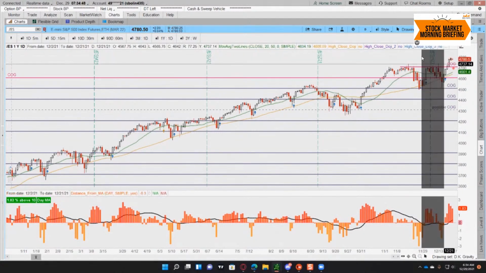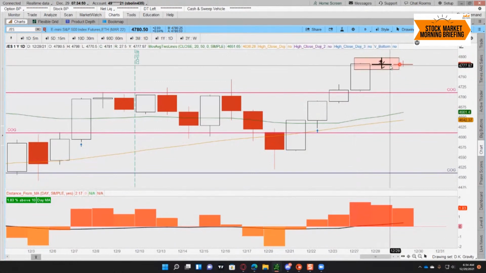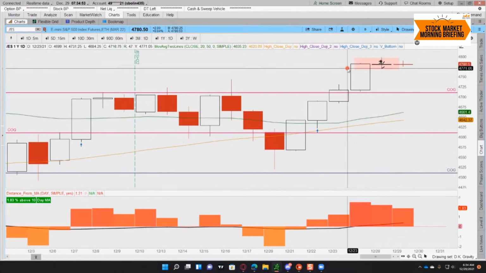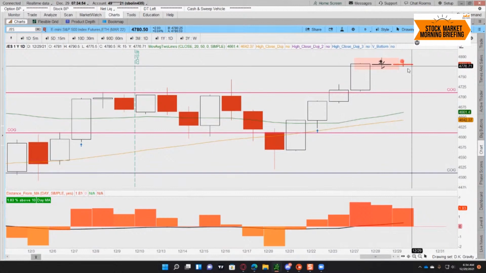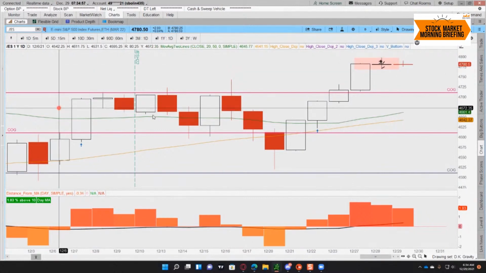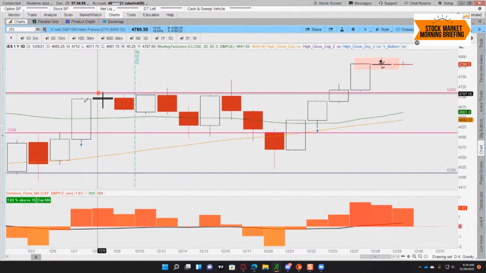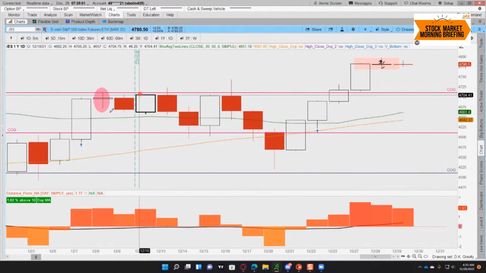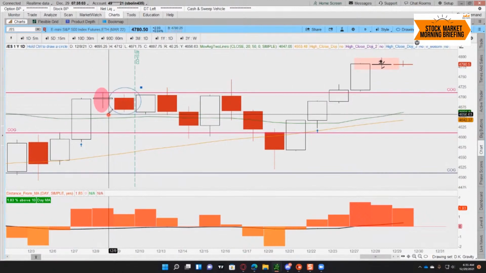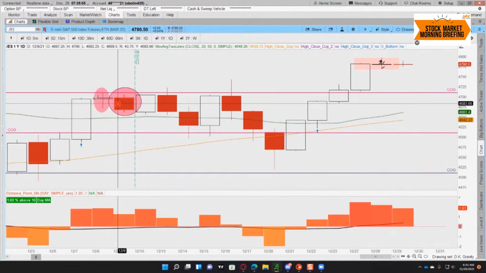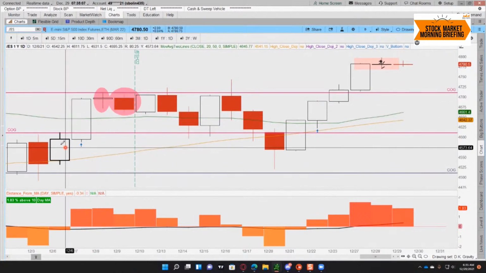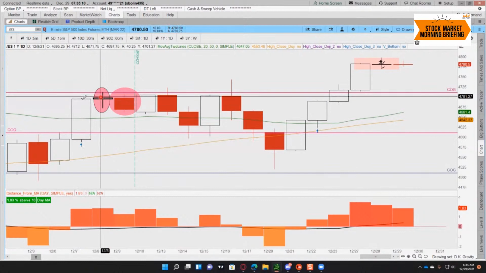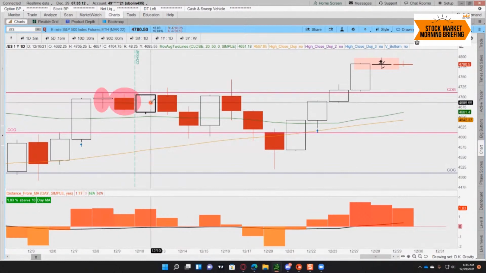Well, you can see we didn't reverse, right? We had a doji day yesterday. We very likely could have another doji day today. If we look back here, and I know I'm really zoomed in, and it's a little hard to grasp what's going on when I'm that zoomed in. We had a doji day after an explosive move to the upside, doji day, down day, up day, down day.